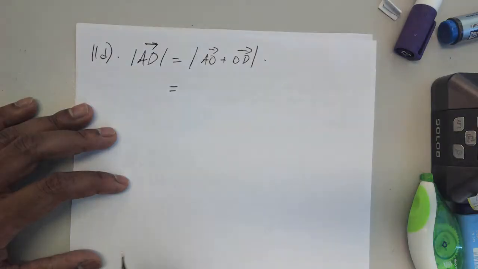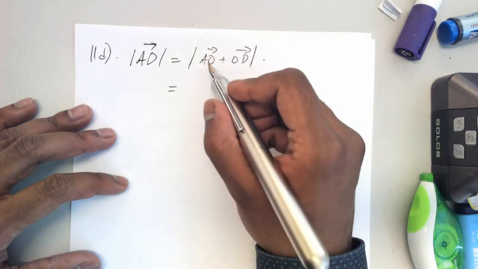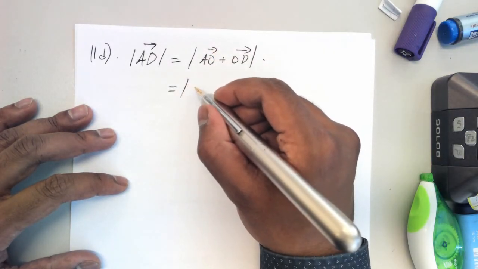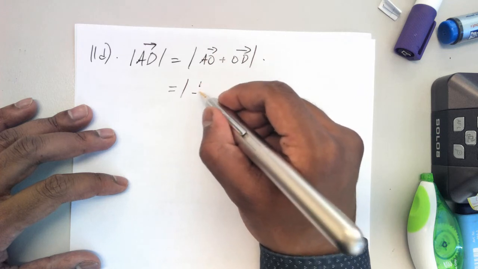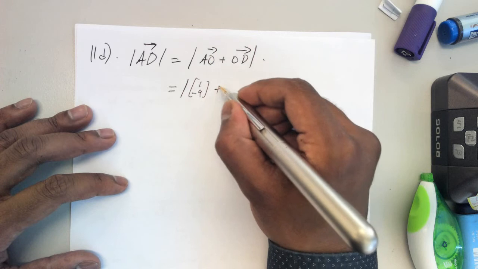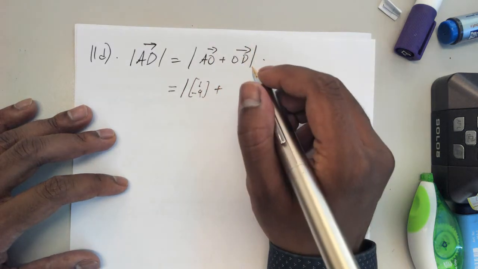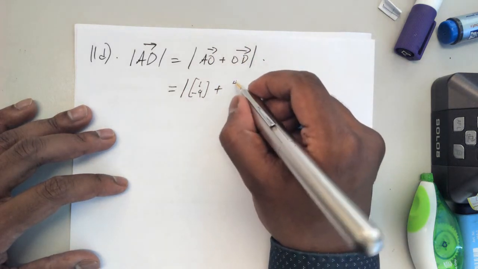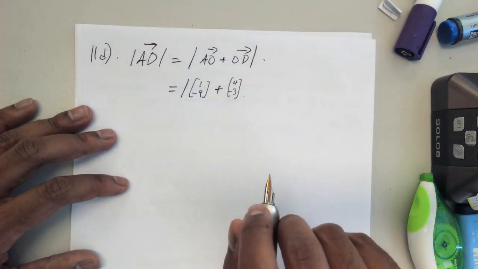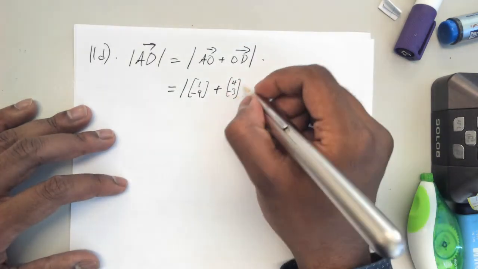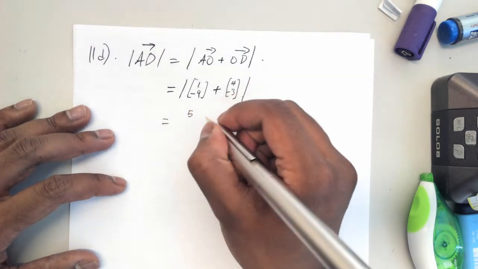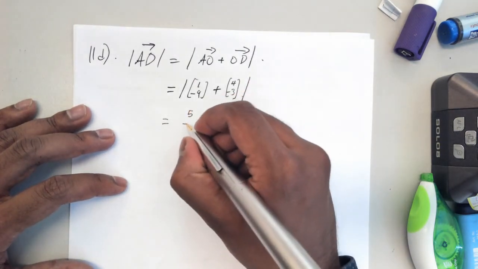I know that AO is just the negative of the position vector. So that's 1, negative 9. I need to add OD, which I've already figured out. That's 4, negative 3. Yep, 4, negative 3. So add them first. 1 plus 4 is 5. Negative 9 minus 3 is negative 12.